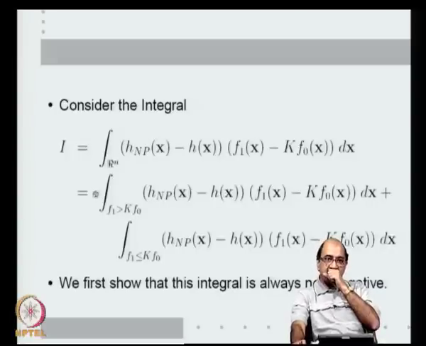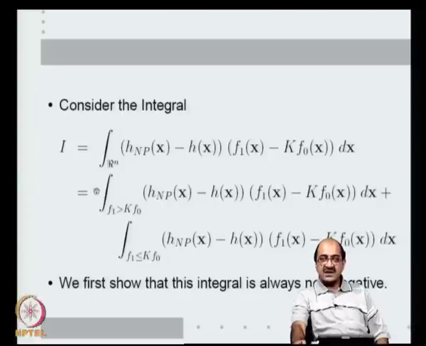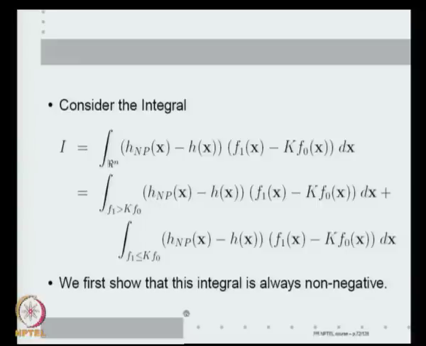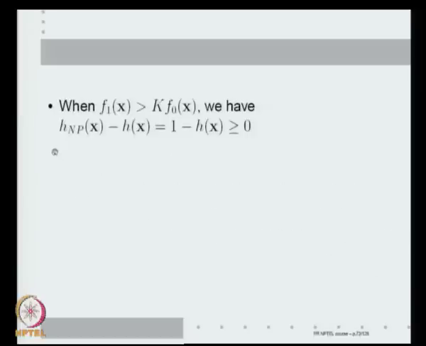Let us first note that I can split this integral into two parts: the integral over all x such that f1(x) is greater than k f0(x), and the integral over all x such that f1(x) is less than or equal to k f0(x). This splits R^n into two parts, and we are going to show that for each half the integral is positive. Positive means greater than or equal to 0, that is, non-negative. So, first let us consider all x such that f1(x) is greater than k f0(x).